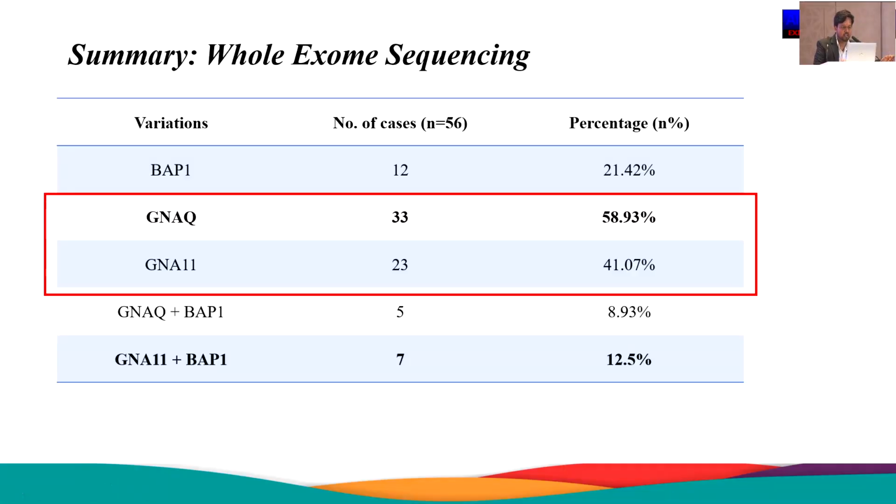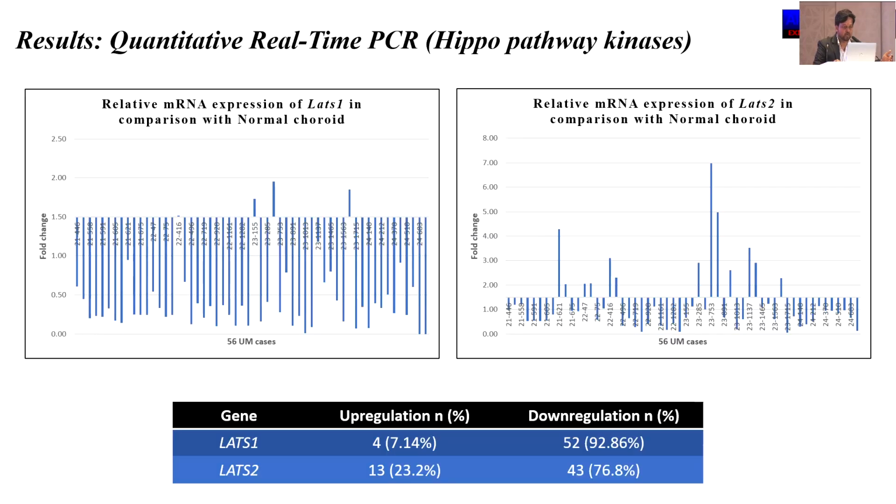So to conclude the results of whole exome sequencing, the GNAQ and GNA11 mutations are found in almost more than 95% of cases, which may result in hippo pathway dysregulation. For LATS1 and LATS2, the quantitative real-time PCR results showed there is downregulation of these two genes.